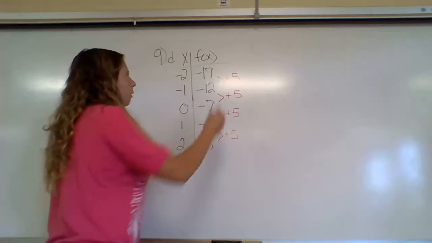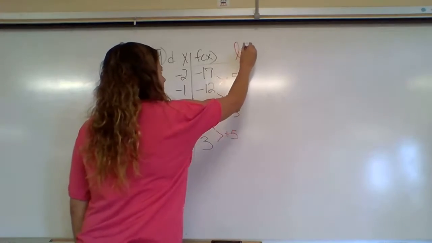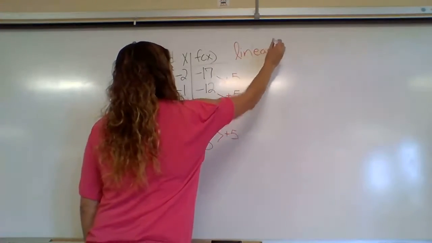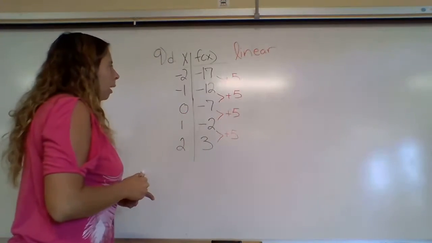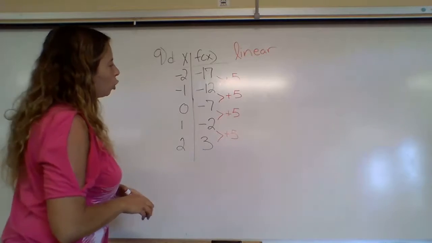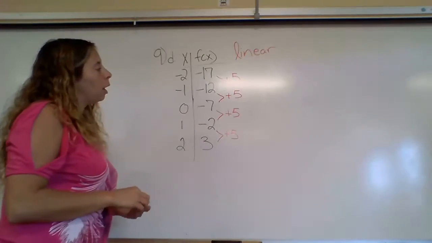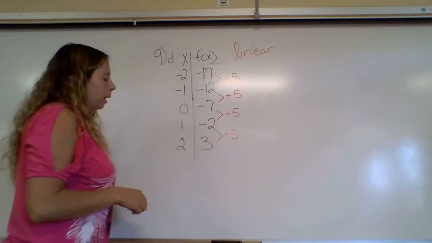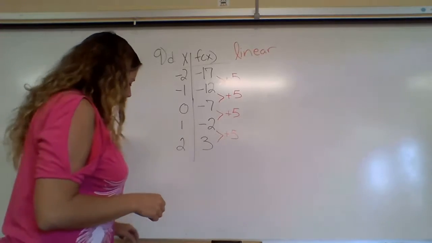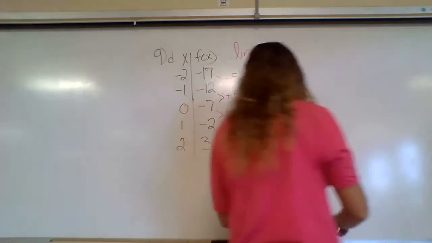Okay, so it is in fact linear. And then you're supposed to write down characteristics of how you know that. So I would say there's a constant rate, or it's increasing by 5 every time, or something like that. Okay, so then you have to write recursive and explicit.